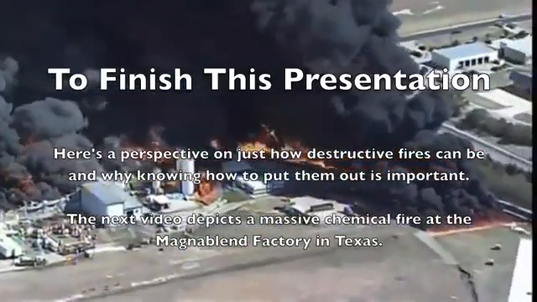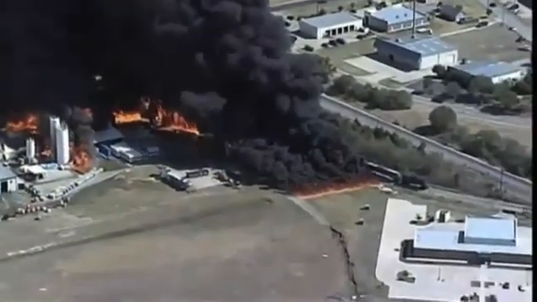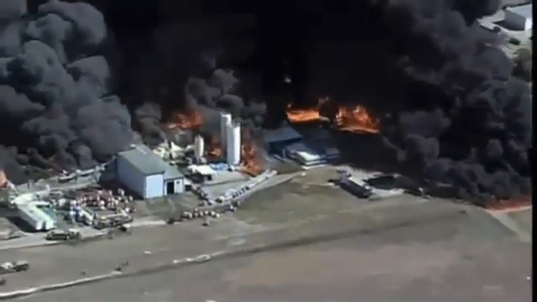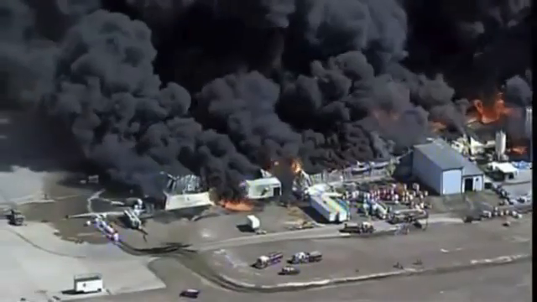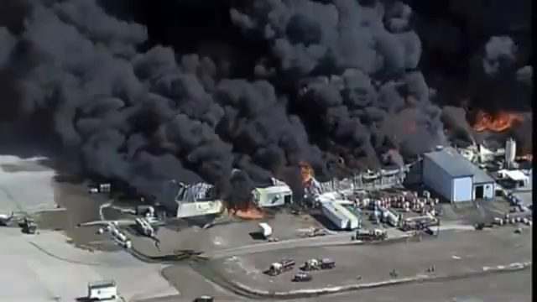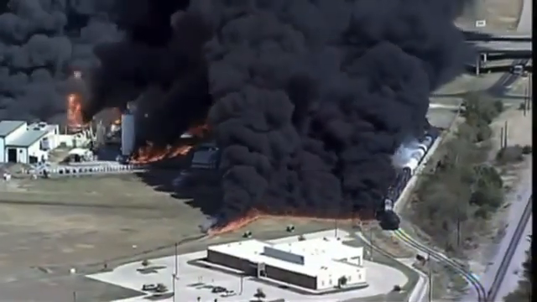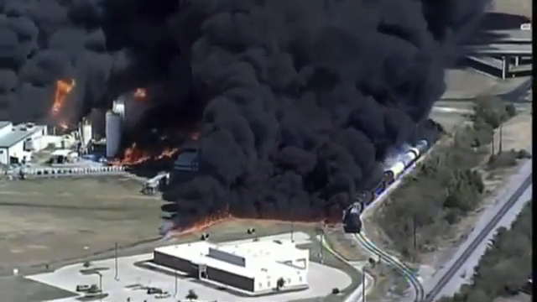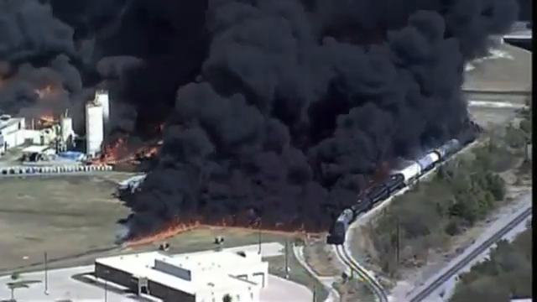A massive fire burns at a chemical plant in Texas. Magnablend's premises 30 miles south of Dallas going up in smoke in spectacular fashion. The company manufactures chemicals for a number of industries, including oil fields, agriculture, pet food and feed supplements. Firefighters trying to bring the huge blaze under control. Heavy plumes of black smoke rising high into the sky. Children at a nearby elementary school told to stay inside. Fears that potentially dangerous gases could be released by the fire.